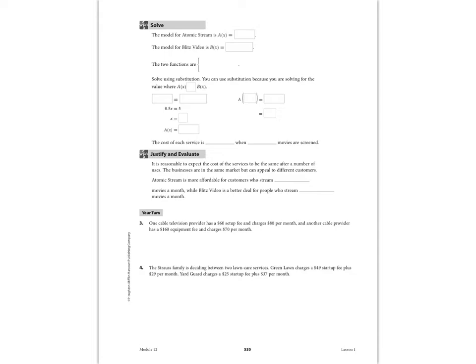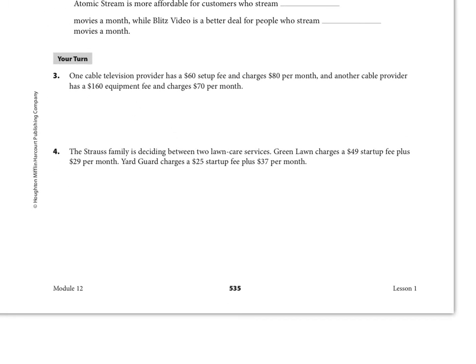On page 535, your turn. Number 3: one cable television provider has a $60 setup fee and charges $80 per month. Another cable provider has a $160 equipment fee and charges $70 per month. And if you look at the previous page, the direction says determine when the cost of the two different services will cost the same, and then how much that cost will be. So that's our two unknowns, our two variables.